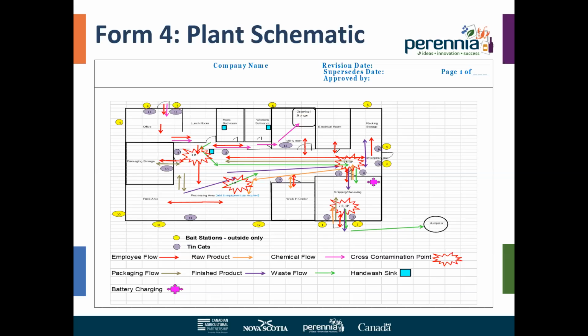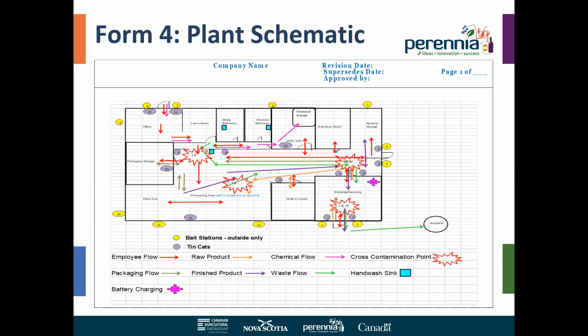And then also using this plant schematic, you would identify any cross-contamination points. So cross-contamination points are anywhere where lines may intersect. So let's say you're bringing the waste out through processing. Is there a chance for cross-contamination of your waste with your product? If there is, you would identify that as a cross-contamination point. Points where folks come in and they need to wash their hands. If they don't wash their hands upon entry, is that a potential cross-contamination point? So you would include that.